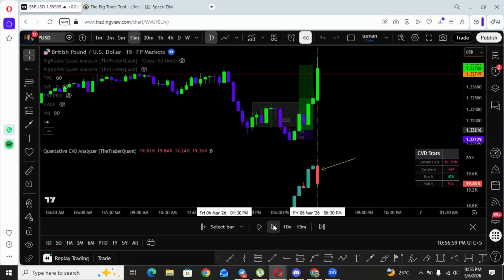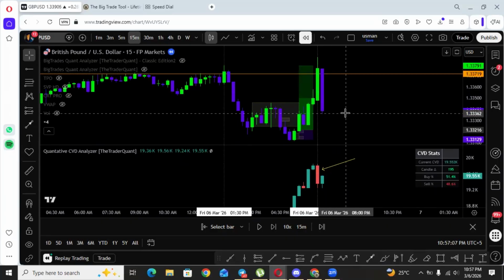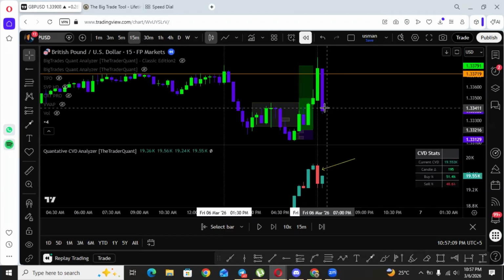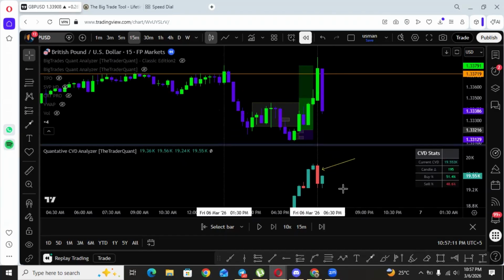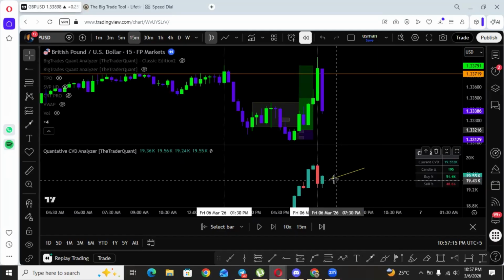Let's play the next. They took their stop loss, everyone's stop loss, who were trying to enter in the breakout trade at this point. But what happened in this candle? What happened in this candle? Tell me. What happened in the sell candle?